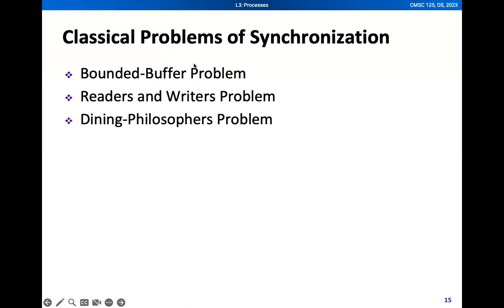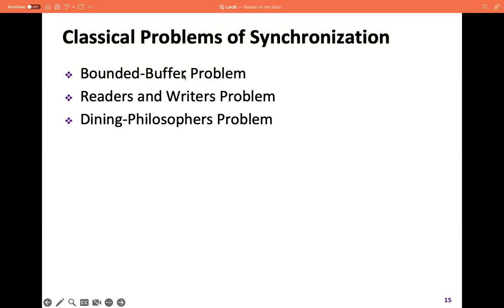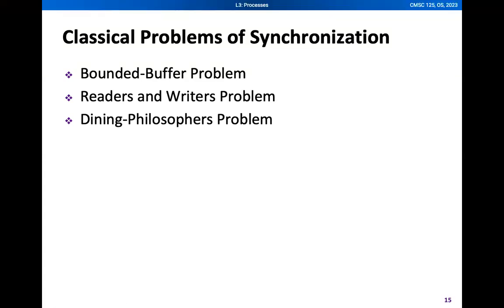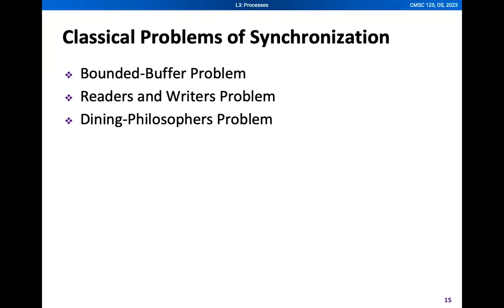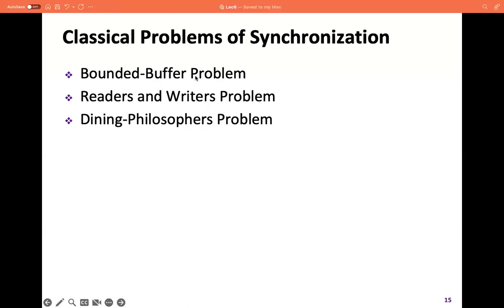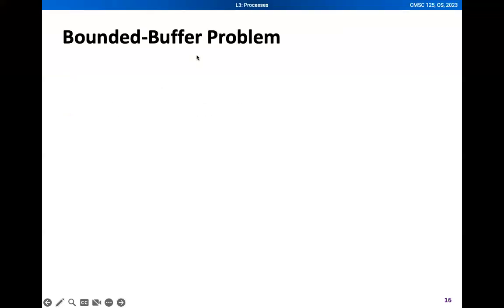These are the most common problems of synchronization: the bounded buffer problem, or in other textbooks, it's also called the producer-consumer problem. And then we also have the readers and writers problem and the dining philosophers problem. So this video will be focusing on the bounded buffer problem.